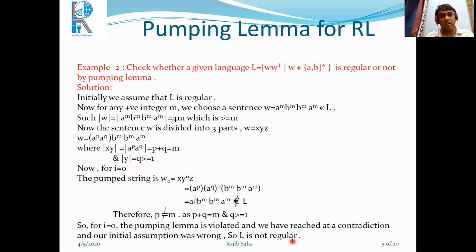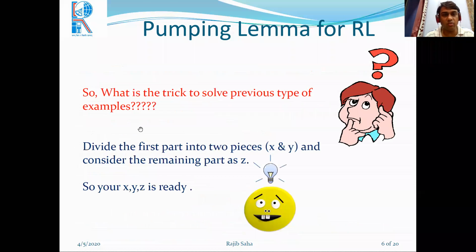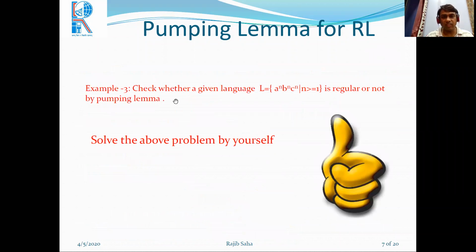Clear? Done? So what is the approach we are following in these two examples? Basically, if I ask you what is the trick to solve these previous two types, very simple. Divide the first part into two pieces, x and y, and consider the remaining part as z. So we have got x, y, and z. Then i is equal to 0. Clear? Now the other type of problem. This is example 3, which belongs to the type of example 1 and 2, so you can solve it by yourself. If any problem occurs, definitely I will come to help you.